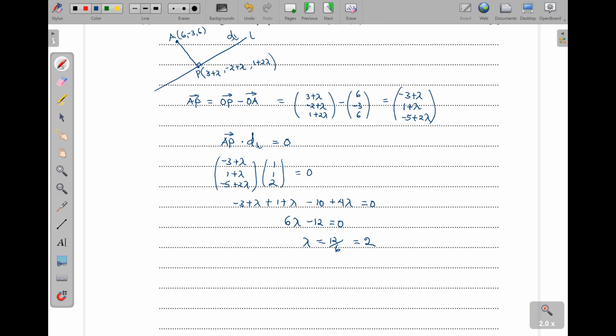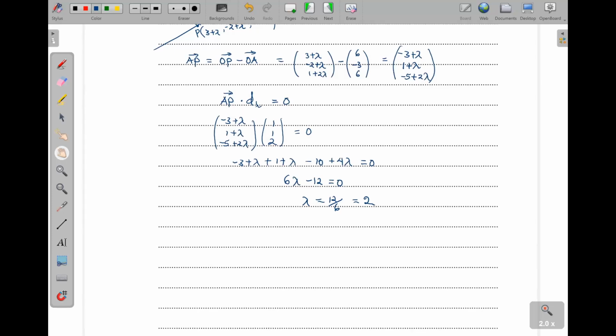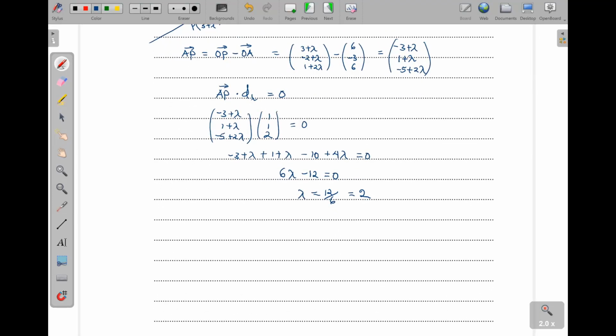Now we need the length of AP. So let us find the vector. Now AP. So what is the vector AP? Substitute here. You will have negative 3 plus 2, then 1 plus 2, and then negative 5 plus 2 times 2, that is a 4. So this one gives us negative 1, then 3, and negative 1.